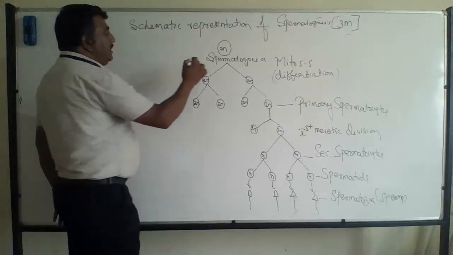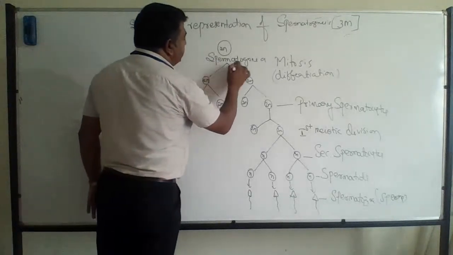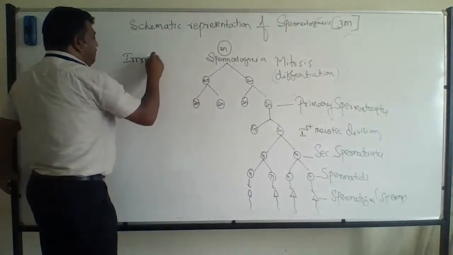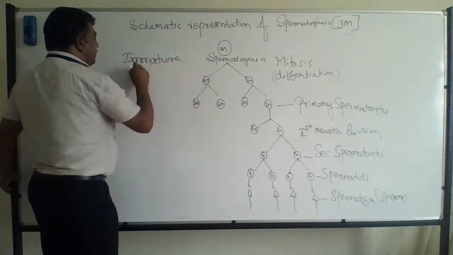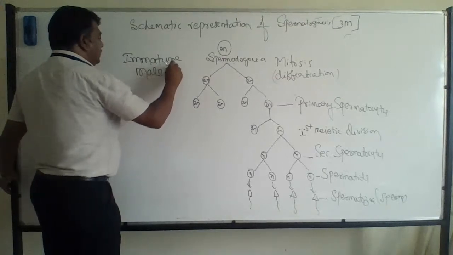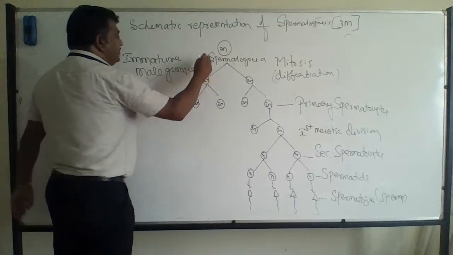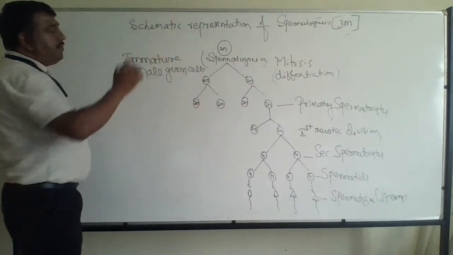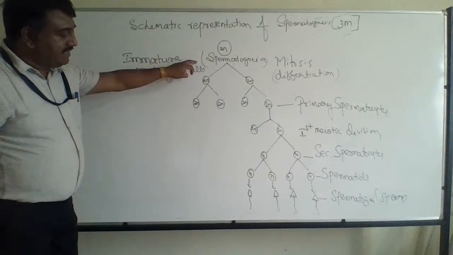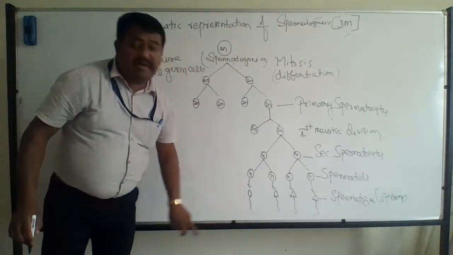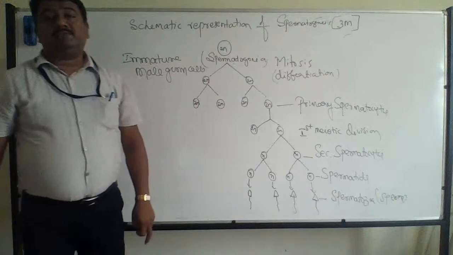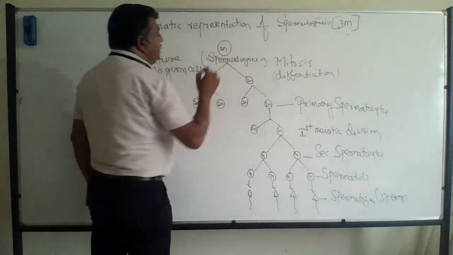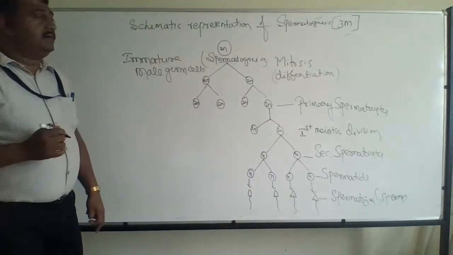Let's say the immature male germ cells, or spermatogonia, undergo the process of spermatogenesis and form spermatozoa, or sperm. And where do you find these spermatogonia?